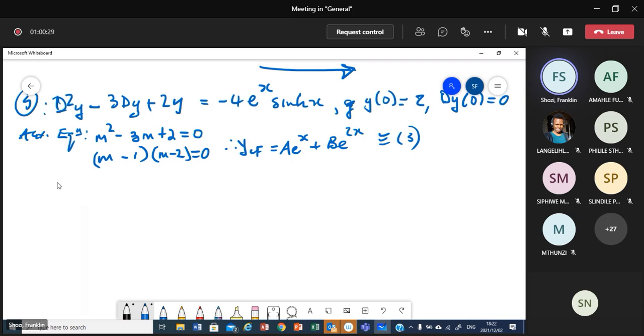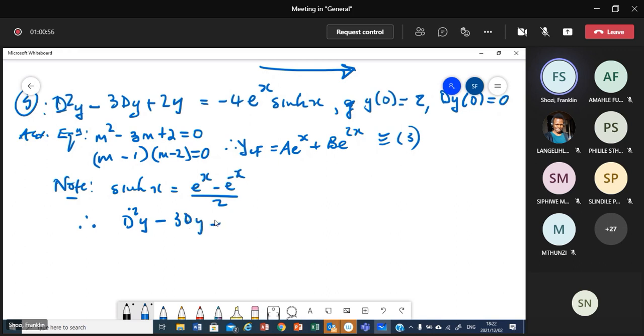Now, next, you want to solve your YPI. Note that definition. Note something that perhaps you don't know. Sine of x is defined as e to the power x minus e to the power minus x over 2. Therefore, we'll have here d squared y minus 3 dy plus 2y equal to minus 4e^x into e to the power x minus e to the power minus x all over 2.